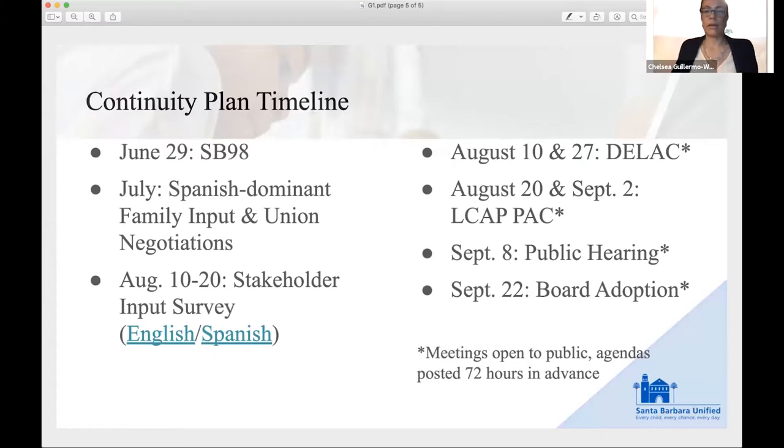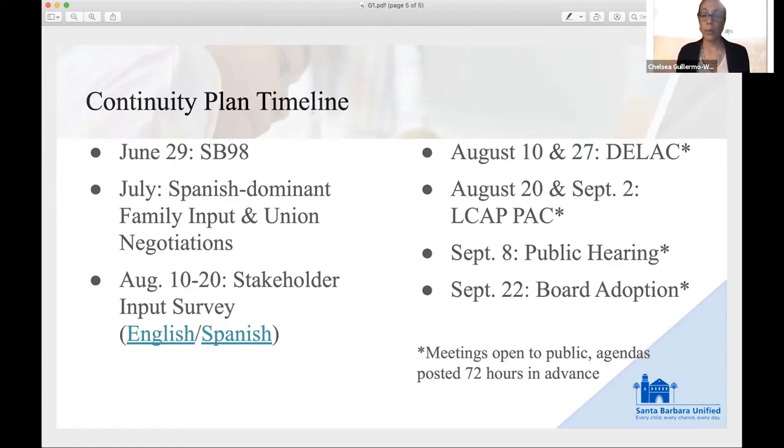And lastly, here's our timeline. So again, the Senate bill was signed into law at the end of June. In July, we had an opportunity to hold focus groups with primarily Spanish-dominant families who were able to provide input around reopening school. And we also had our union negotiations, and both of these really helped shape the plans that have been coming to you thus far, even before we had really clear information from the state about what the requirements were.